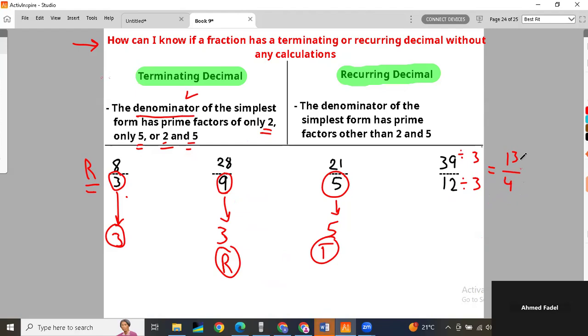Now I need to check the denominator. It is now in the simplest form. Check the denominator, the 4. Does it have prime factors other than 2 and 5? Well, the 4 has prime factors of only 2 times 2. So it's only 2. Yes, it is terminating. The denominator has only prime factors of 2 or 5. Only 2. Then it is definitely terminating.